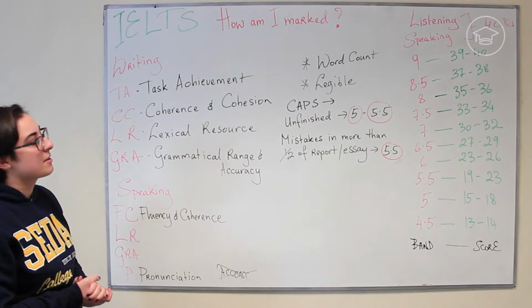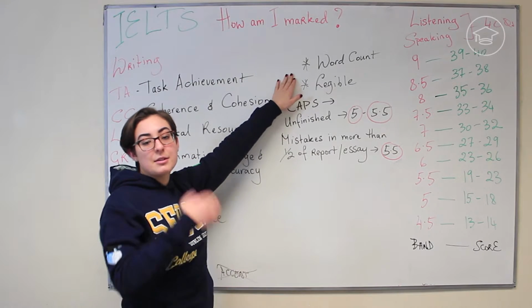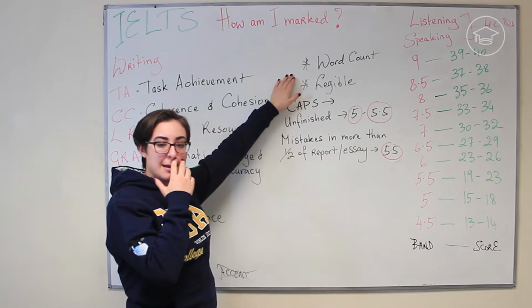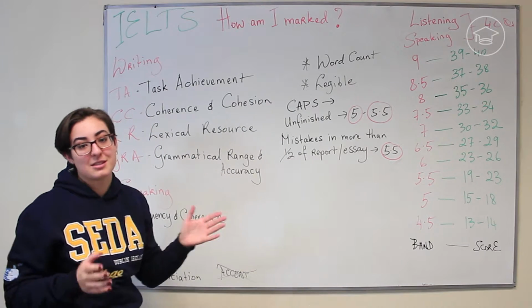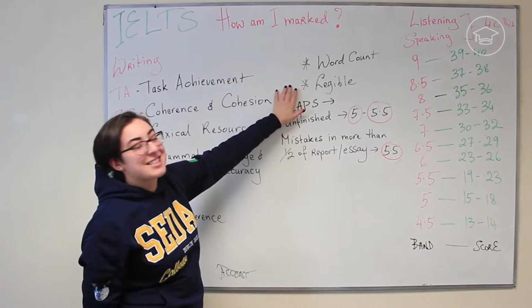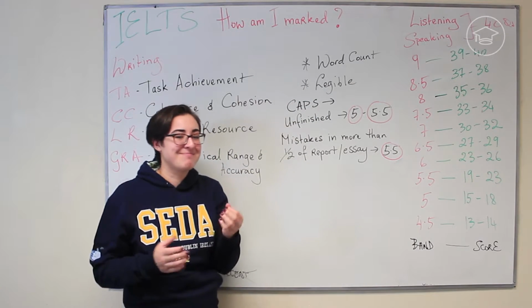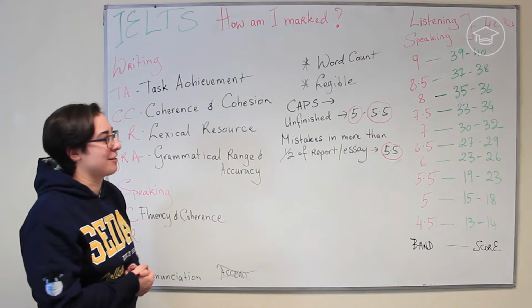Another thing that they mark you on is the word count. Obviously, if you are extremely underlength, that's no good. So there's a little box that says underlength. Another thing that is assessed is your legibility. If nobody can read what you've written, you are marked down on that, unfortunately.